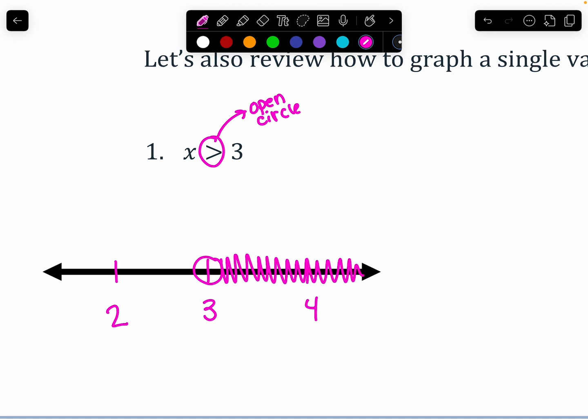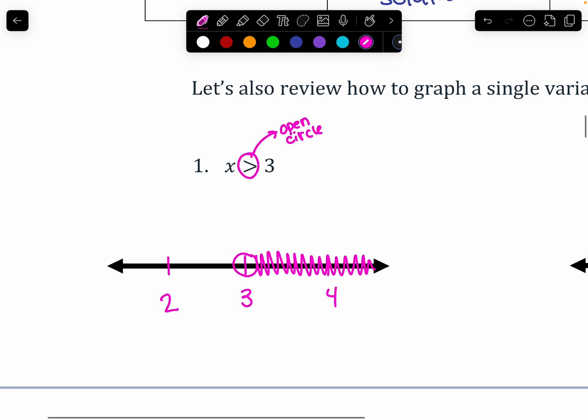So what I'm going to do is shade the side of the number line that represents all possible values that are greater than 3.